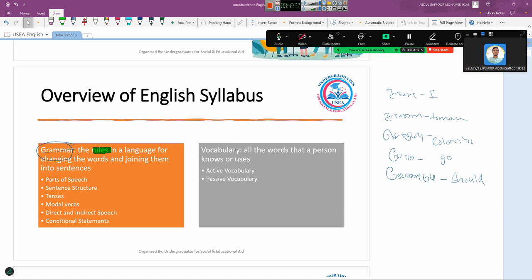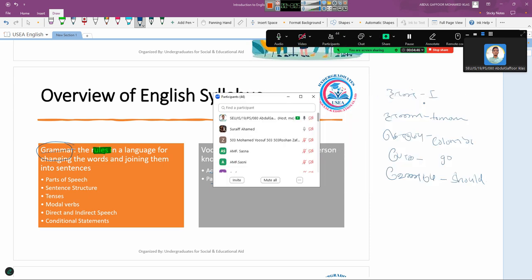So we have to study active vocabulary and passive vocabulary. I bet that you wouldn't have studied active vocabulary and passive vocabulary in your school times, and even in your university, if you are an undergraduate or have completed your graduation, you wouldn't have heard about this. Am I right? I don't know. Has anybody heard about active vocabulary and passive vocabulary? I'm not asking about active voice and passive voice.